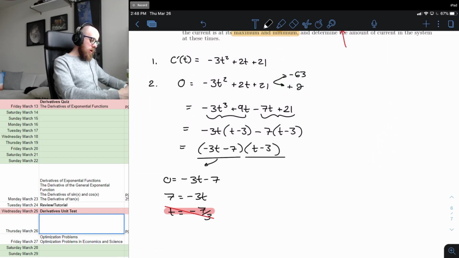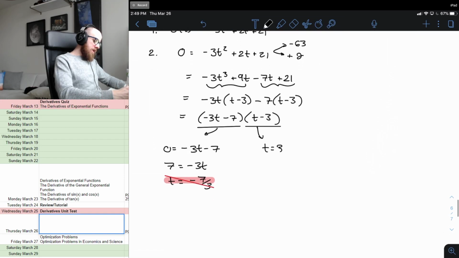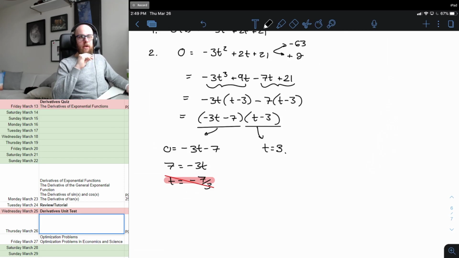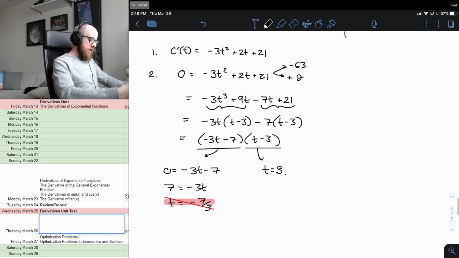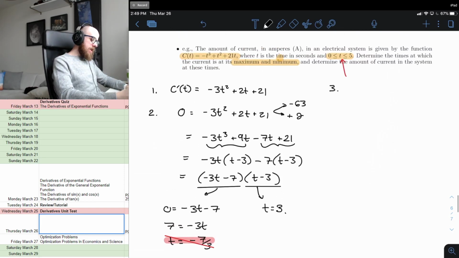The other solution though, the other solution's fine, right? t minus 3 is equal to 0, which means that t is equal to 3. t equals 3. And that is a valid critical value, okay? So step 3, I find the value of my function at this critical value. So I want what c at 3 is equal to. So I just plug in 3 into my function.